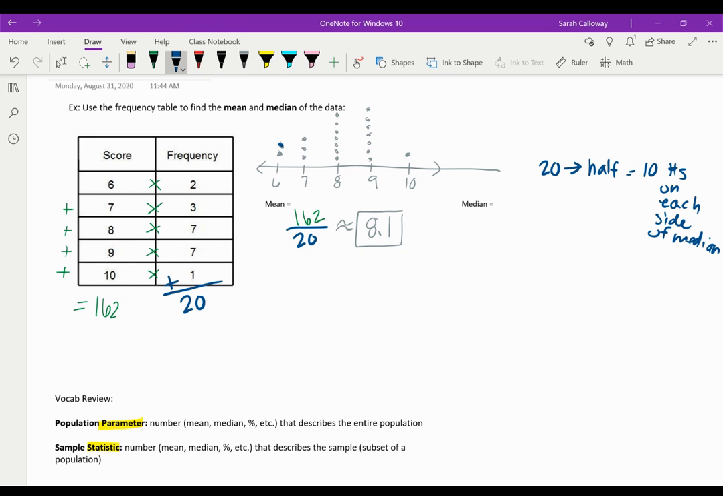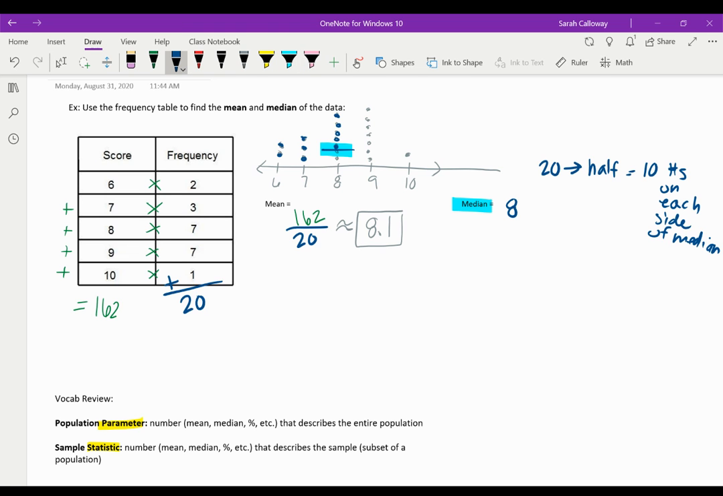My first dot, 6, right? 1, 2, 3, 4, 5, 6, 7, 8, 9, 10. So that's 10. I should have 10 on the other side. Let's double check: 1, 2, 3, 4, 5, 6, 7, 8, 9, 10. So that means the median is here, between two numbers of 8. So the median is the value 8.